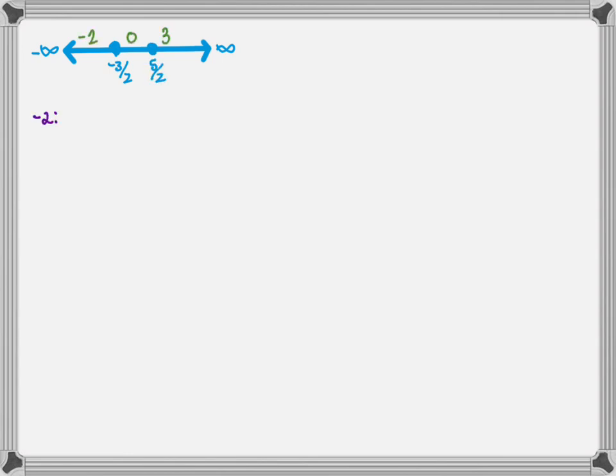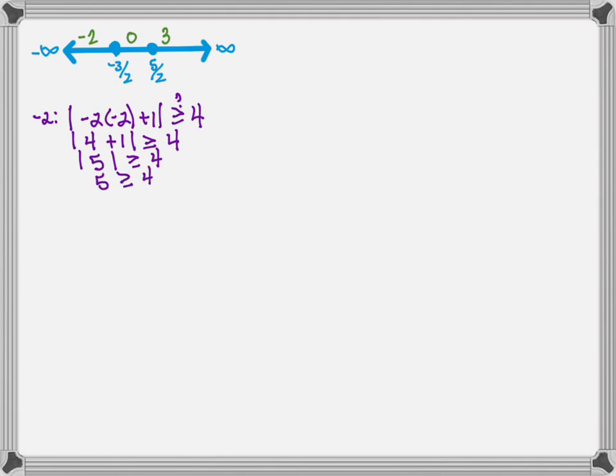Let's start by testing -2. Substituting in, the absolute value of -2 times the -2 that we're substituting in, plus 1, is that greater than or equal to 4? -2 times -2 is 4, so we get the absolute value of 4 plus 1 greater than or equal to 4. 4 plus 1 is 5, so we get the absolute value of 5 greater than or equal to 4. The absolute value of 5 is 5, so here we get 5 is greater than or equal to 4. This is true, so I will write true on the interval where we got the test value of -2.